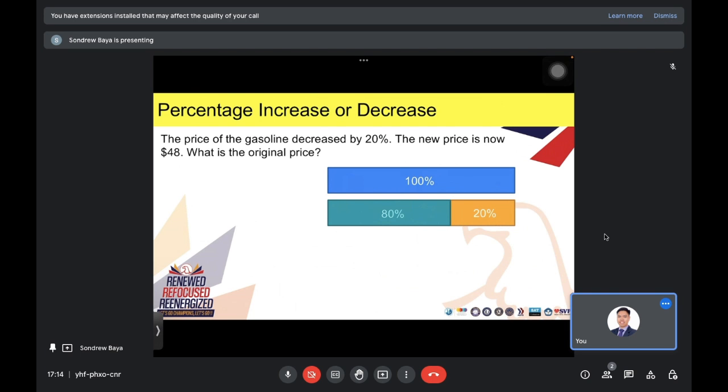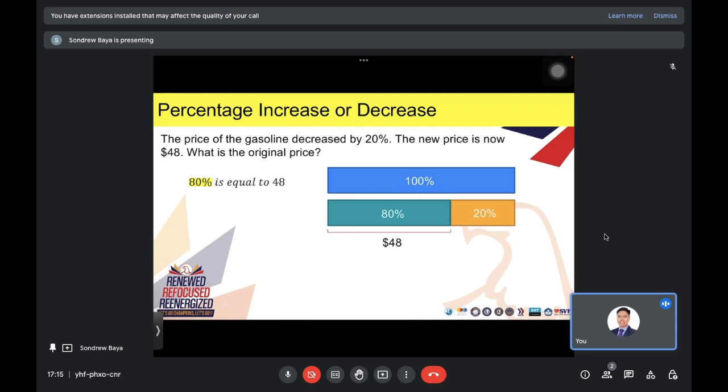Very good. 80% of the original is actually the new price, the one that you are paying. Remember, we don't know what 100% is. We know that we are given a discount of 20%. That means you are only to pay the remaining 80%. Thus, we know 80% is 48. So how do we find the original price? We can find it by means of analogy or analysis. 80% of the original price is equal to 48. That is what we know.